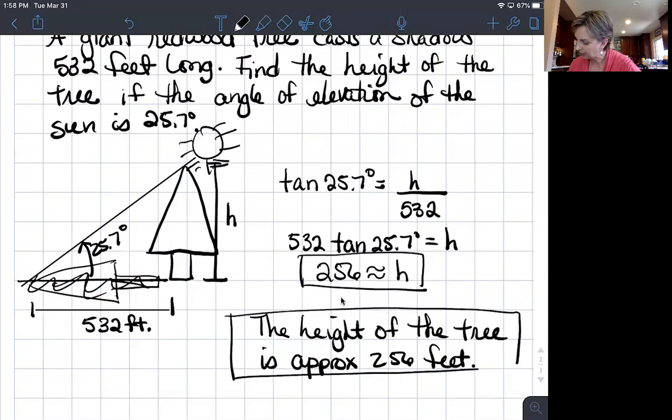By wrapping it up with a sentence at the end, it just shows your teacher or the person you're explaining it to that you actually understood what you were solving for in the problem. Okay, so this shows me I know I was solving for the height of the tree, and it's 256 feet. So it's a nice little application problem.